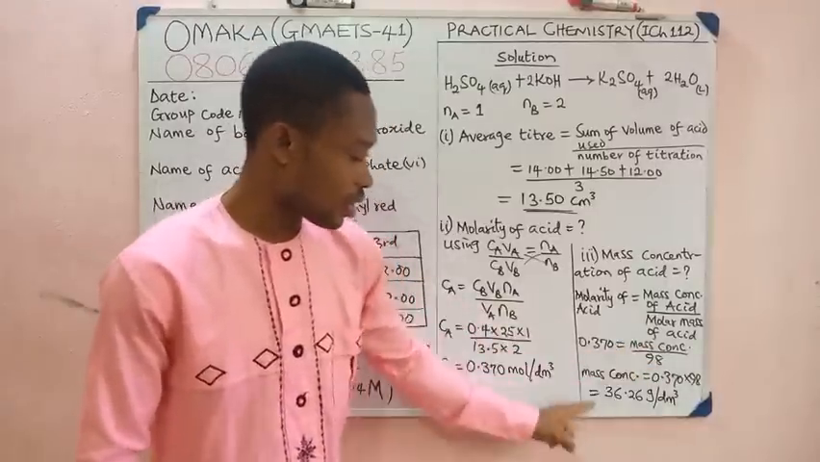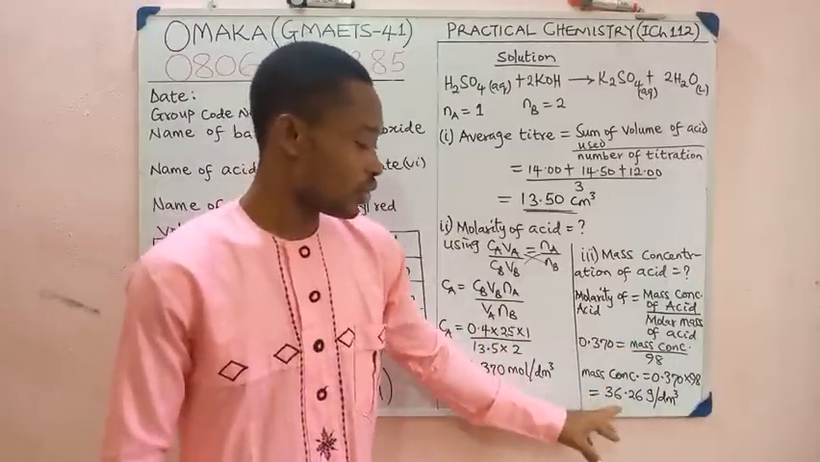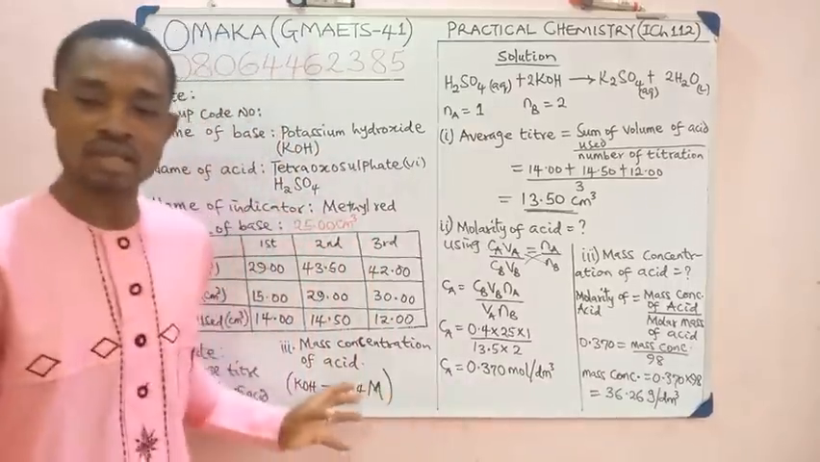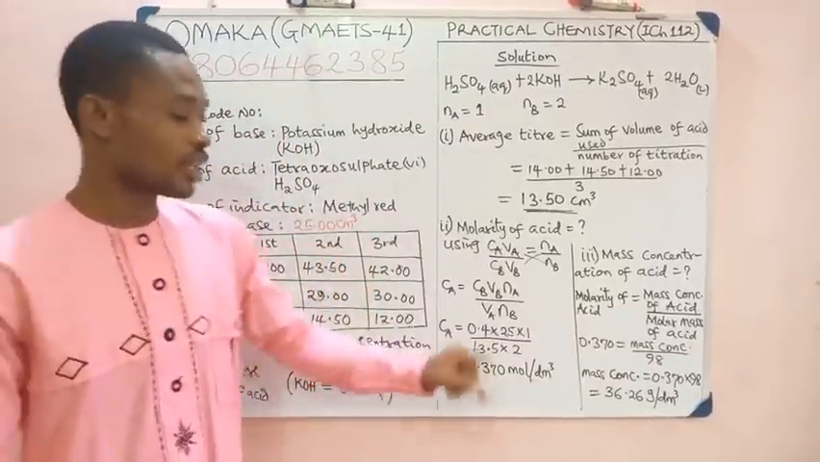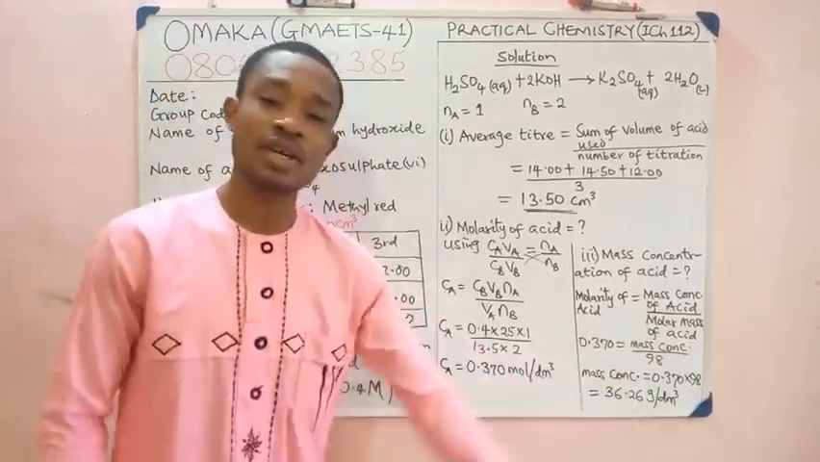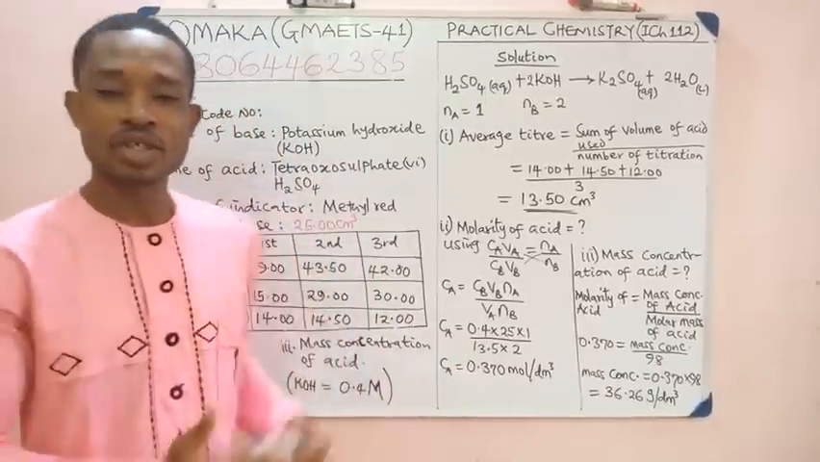Cross multiply here, making mass concentration the subject of the formula. If you do that, you get a mass concentration of the acid used for this experiment to be 13.26 grams per dm3. And that is the solution to this problem.